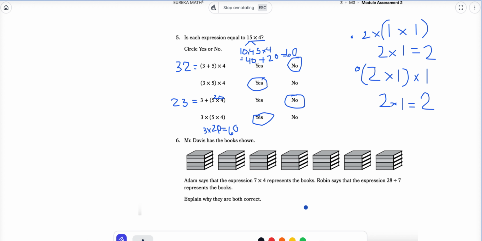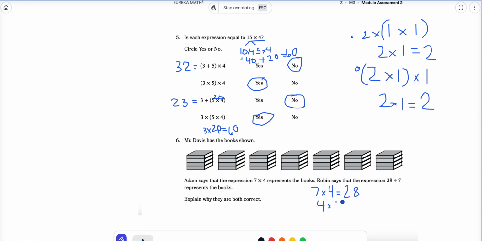7 times 4 is 28. 4 times 7 is 28. 28 divided by 7 is 4. 28 divided by 4 is 7. Boom. Those are all 4 facts. I'm going to write them for you. This is a fact family. Look at how these numbers are all related. They go home and they sleep in the same house together because they're related. They are a family.